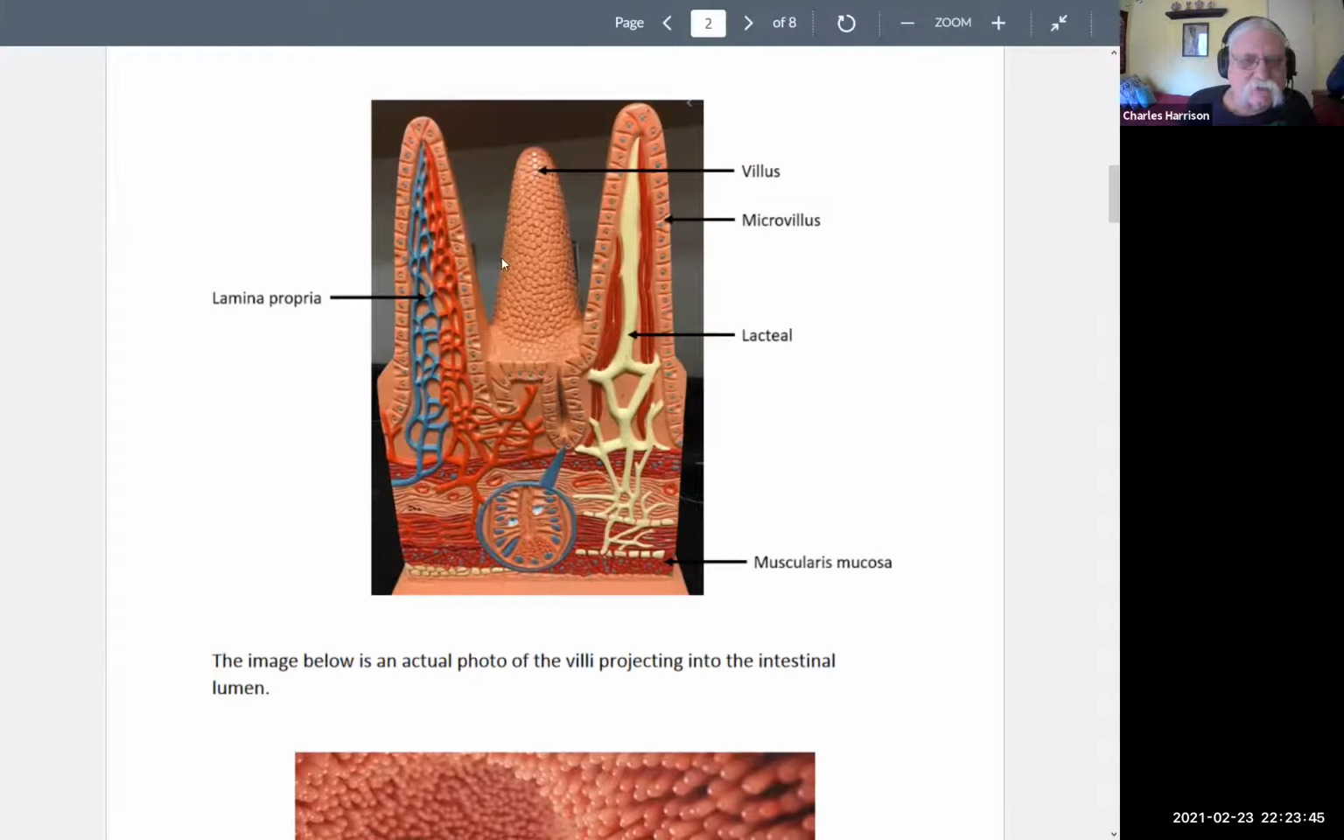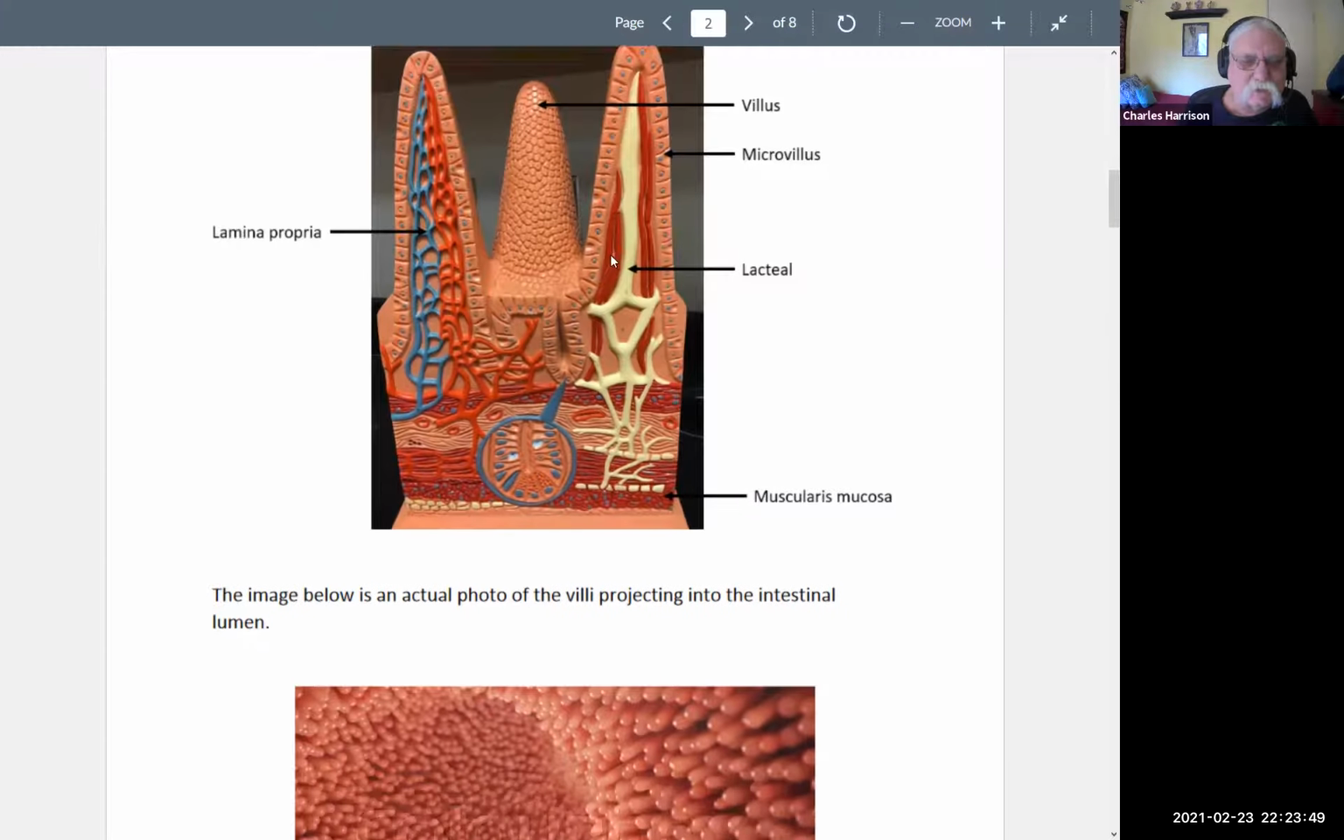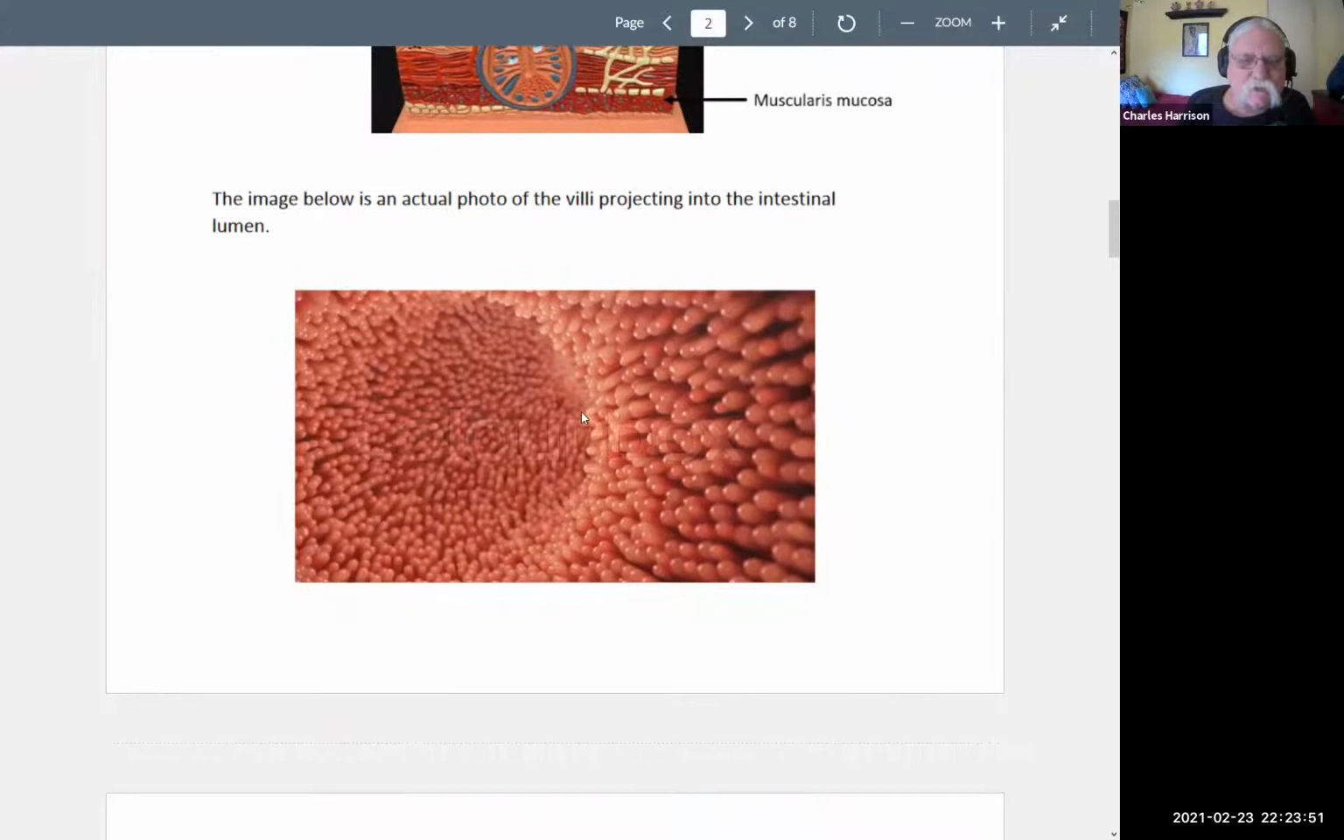Now, as I said, these are like little fingers sticking into the lumen. Here's a picture of that. If you picture yourself as a spacecraft or something here, you come around and you're going down this tunnel. These are the villi. An amazing shot.